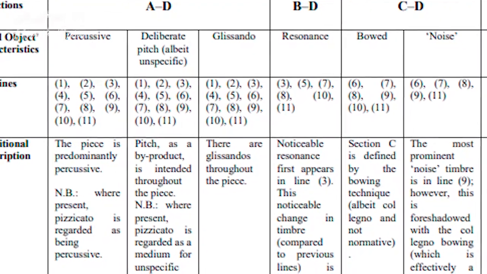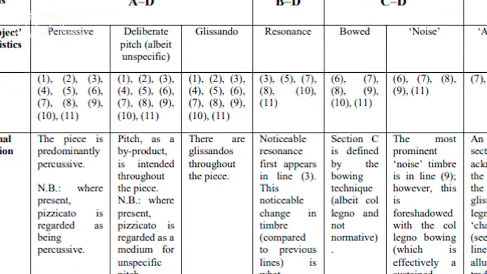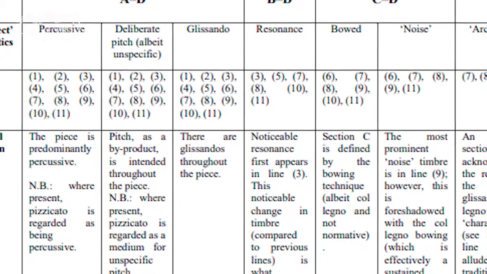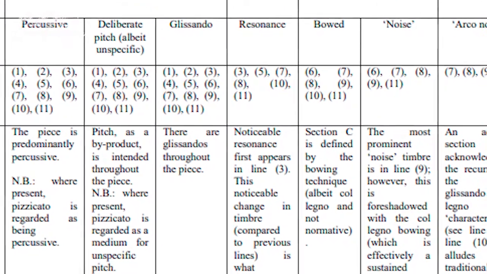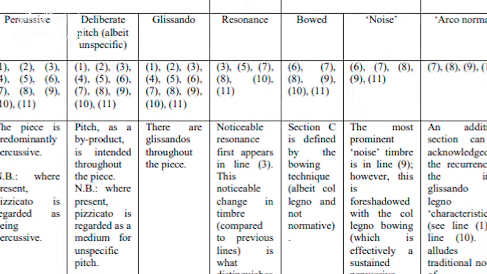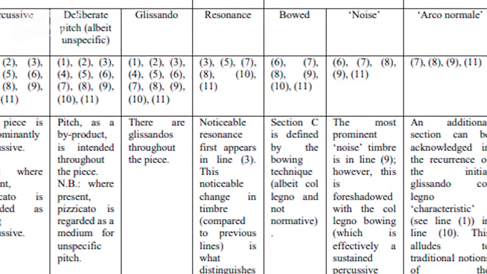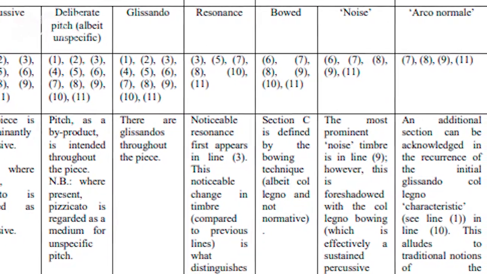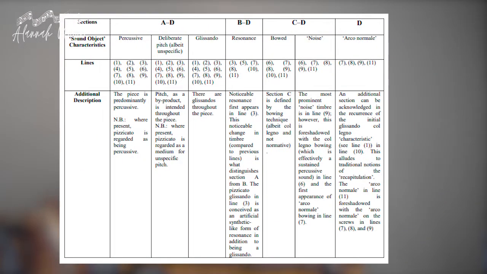Parallax Error's categorised sound objects are organised according to the following timbral characteristics: percussive, deliberate pitch, albeit unspecific, glissando, resonance, non-normative bowing, col legno, bow or arco bowing, the body, for example, noise, arco normale, and that's pretty much it, I think. And you can see an analysis of Parallax Error's overall structure demonstrated here in this table.